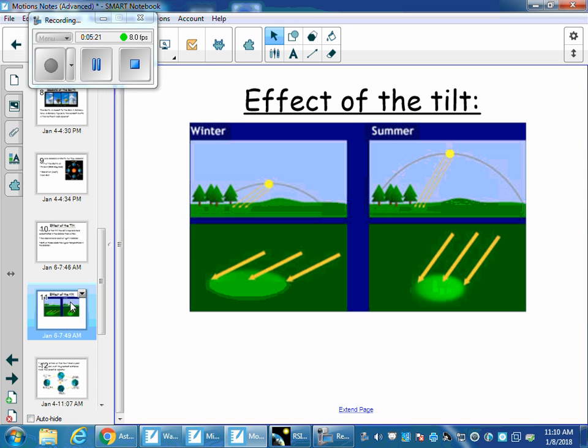So this drawing here shows you what happens because of the tilt. In the winter, the rays of sun are more spread out. It can't heat as much of an area because it's more indirect. In the summer, the sunlight is more direct. It is closer to the same area, and it's able to warm more because of that.